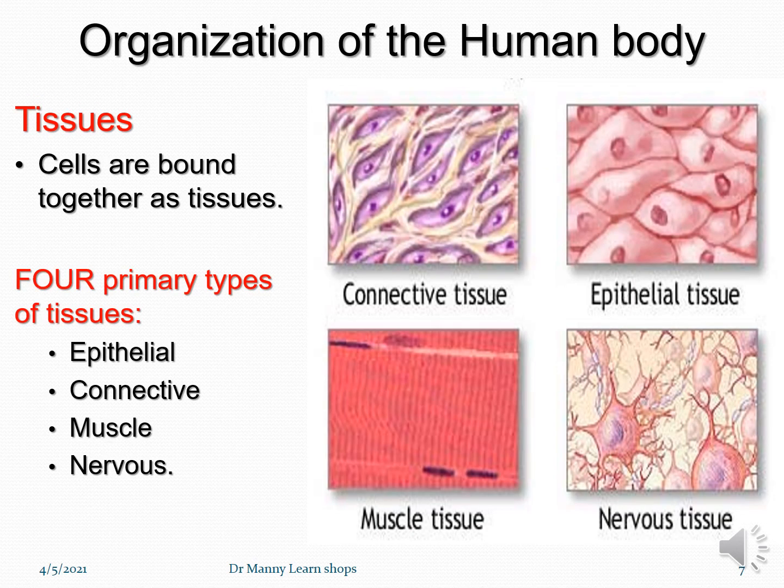If we take it a step further, cells are organized into tissues. And tissues are cells that are bound or held together, and they create the tissue. And there are primarily 4 types of tissues, which are epithelial, connective, muscle, and nervous. And they all have specialized functions.